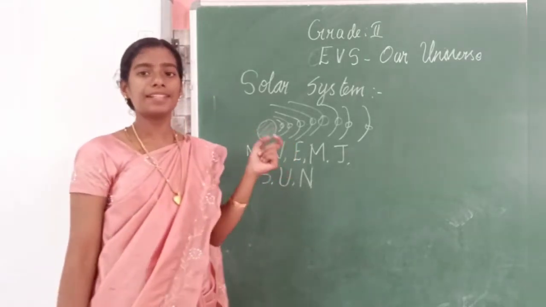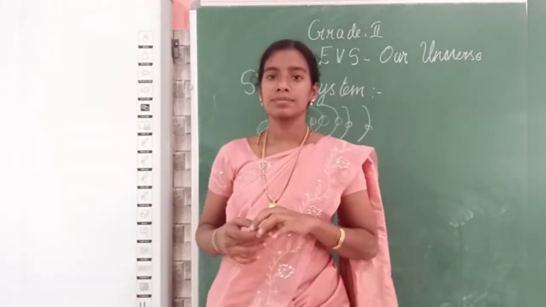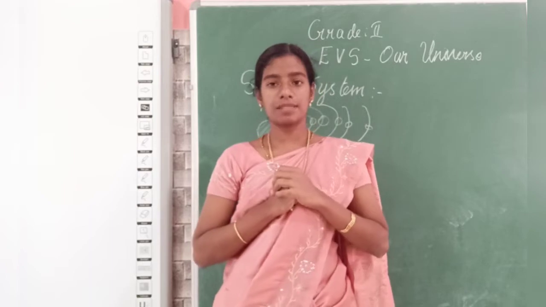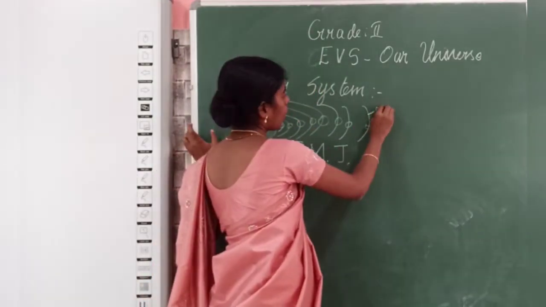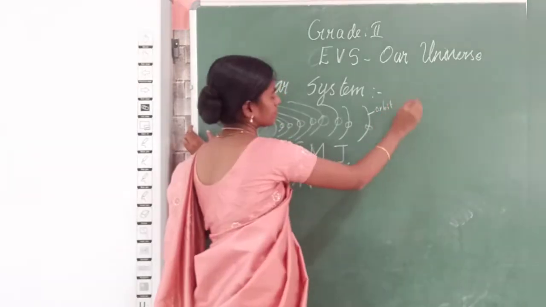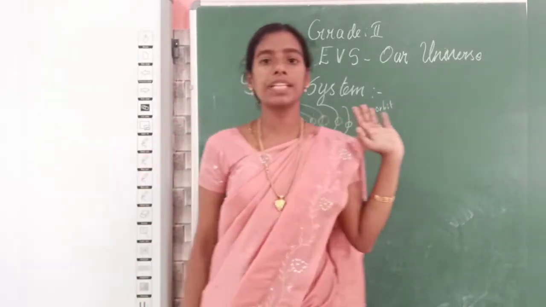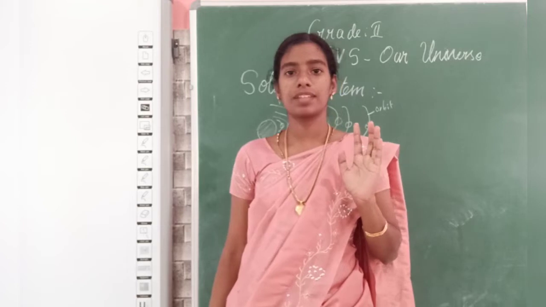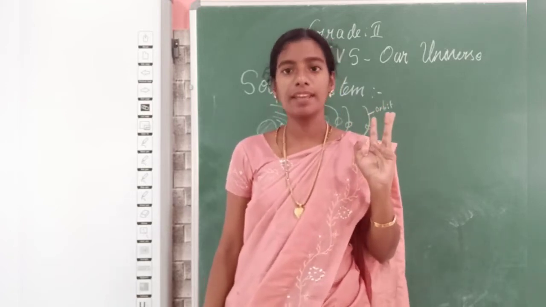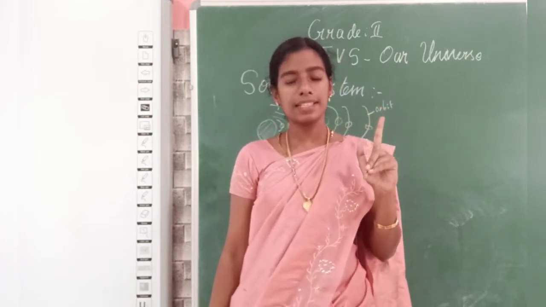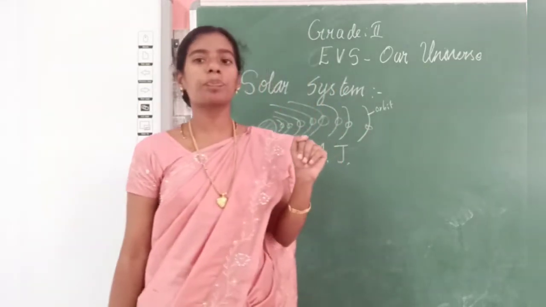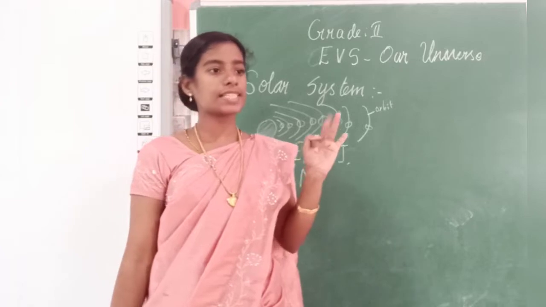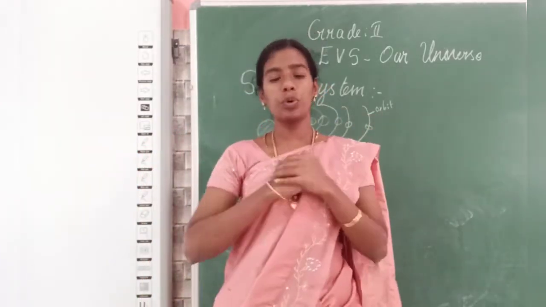And these planets travel in orbits. What is this called? This is orbit. Come on, repeat with me the names of 8 planets. Mercury, Venus, Earth, Mars, Jupiter, Saturn, Uranus, Neptune and Pluto.